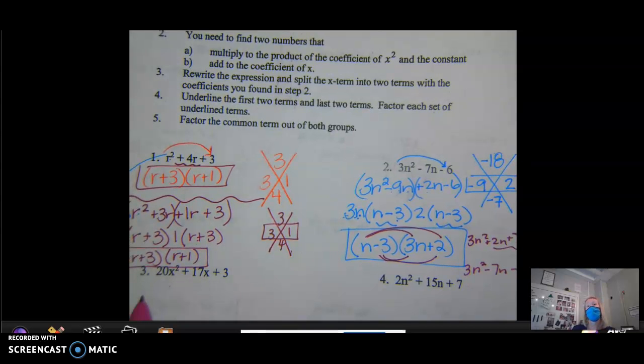Okay, I want for you to try number 3 on your own. I want for you to use a pencil, because it's okay to make mistakes, and we will erase them as we go through them, but I want you to get as far on this as you can, just trying it.